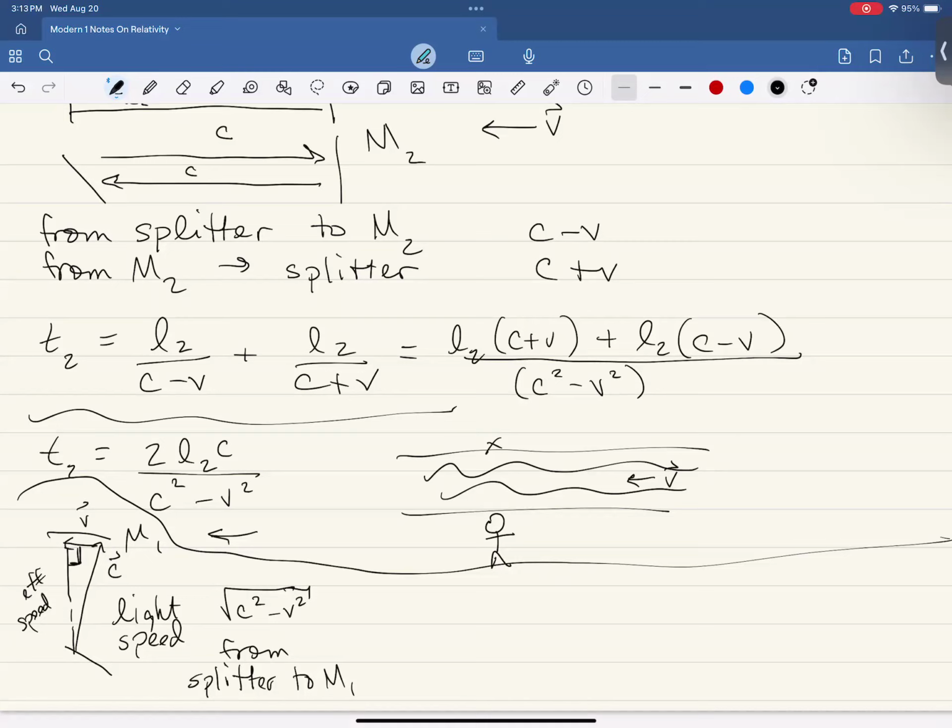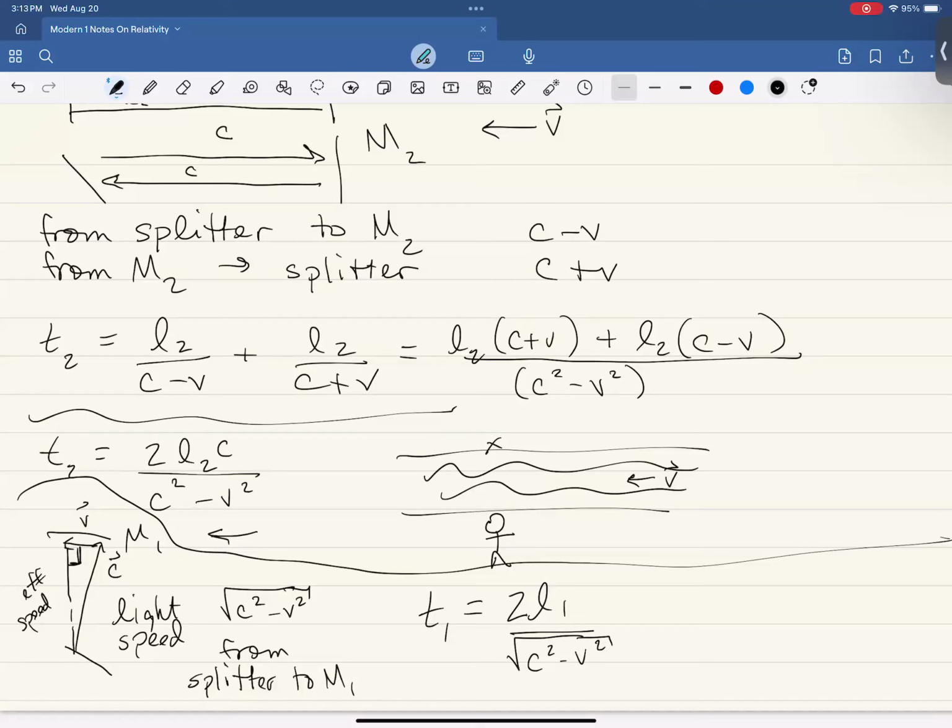It's the same speed. So that means that T1, which is the time that it takes to go from the splitter to M1 and back again, would be equal to, yet again, the distance divided by the speed. So that's L1 over the square root of c squared minus v squared, but it traverses that path twice, so you just multiply that times 2. Okay, so that's the amount of time that it takes to get from the splitter to M1 and back again.